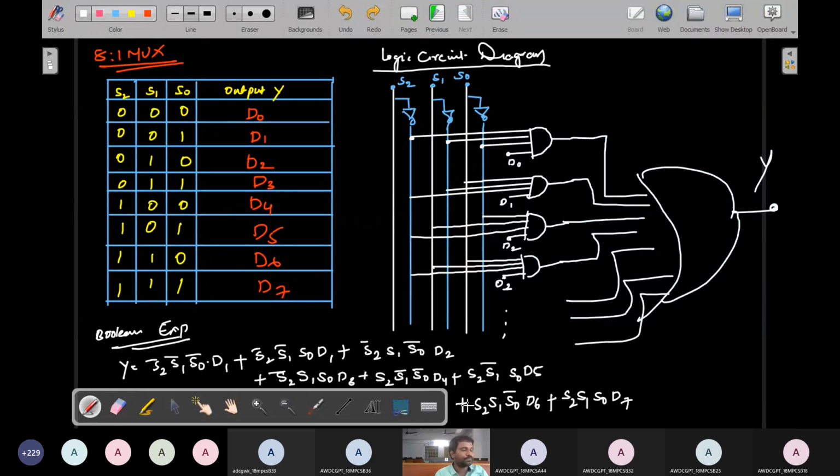Understand everybody? Okay, please note everybody, I'll move to the next page for the next concept. So this is about 8:1. Is everybody clear what is a multiplexer and how many types of multiplexer there are?